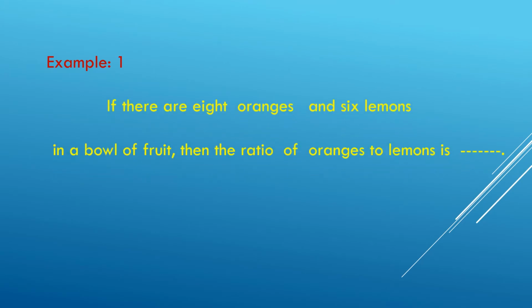Example 1. If there are 8 oranges and 6 lemons in a bowl of fruit, then the ratio of oranges to lemons is dash. Here the first quantity is the oranges and the second quantity is lemons. Number of oranges is 8 and number of lemons is 6. Therefore, the ratio of oranges to lemons is 8 is to 6. It is read as 8 is to 6.